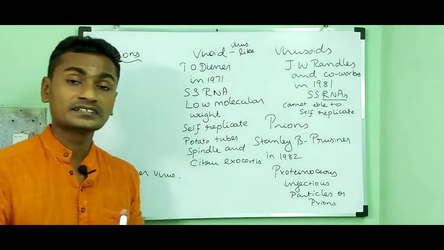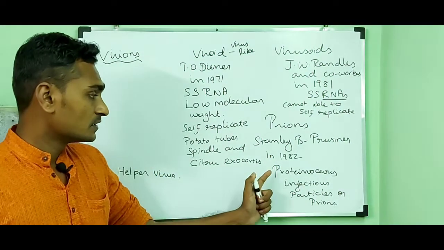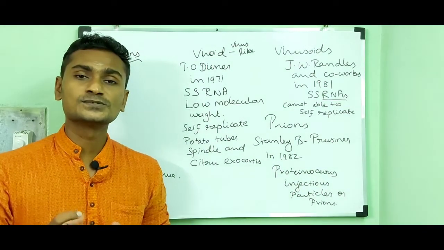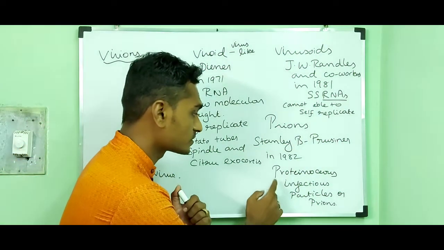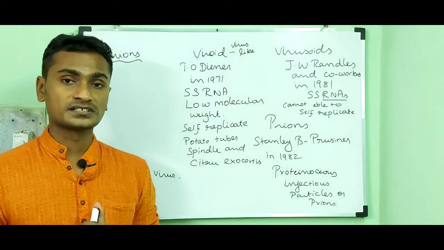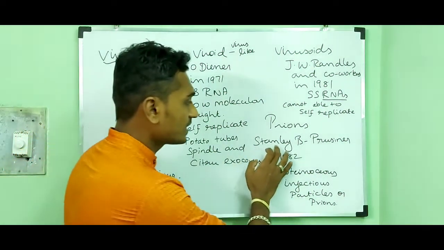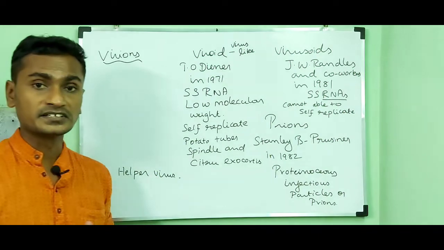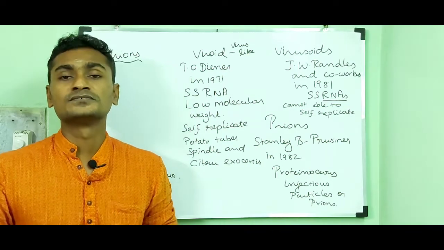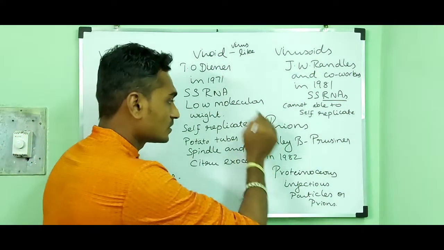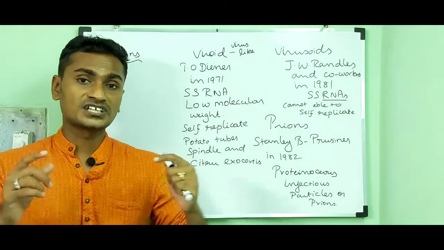It can cause disease to the plants as well as the animals. That is why prions are otherwise called proteinaceous infectious particles. Prions are very, very dangerous, and they were discovered by Stanley B. Prusiner in the year 1982. Prions are very dangerous because there is no medicine to treat the disease caused by prions. Mainly the prions affect the brain.